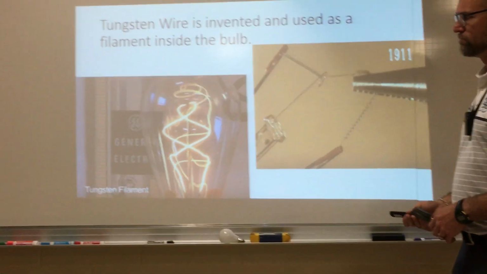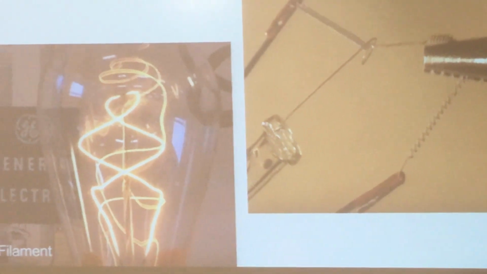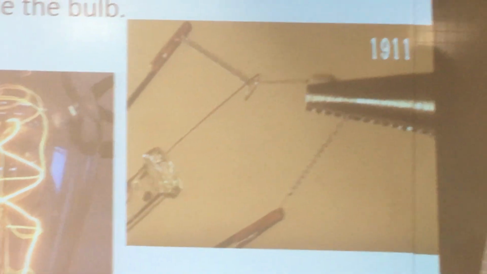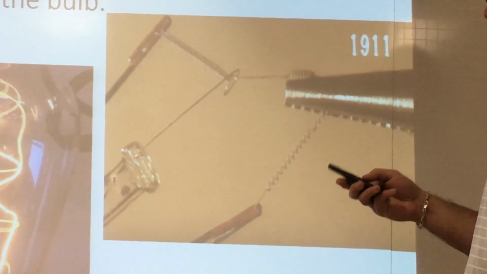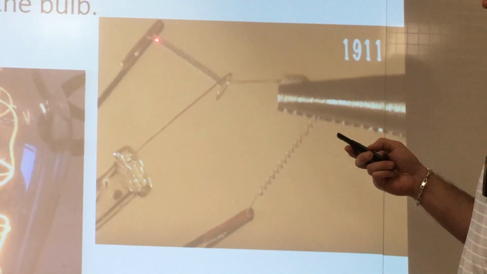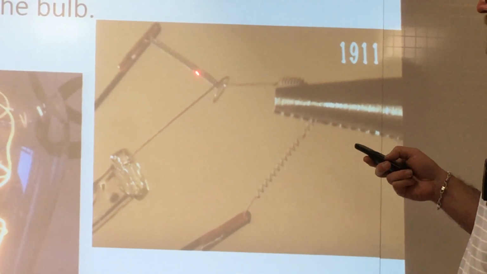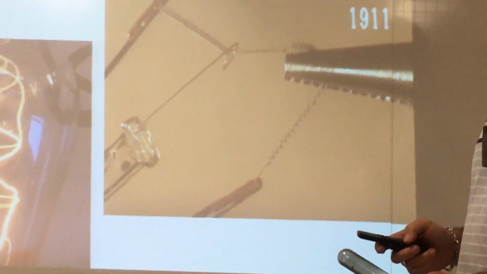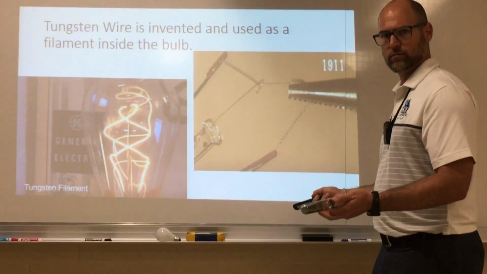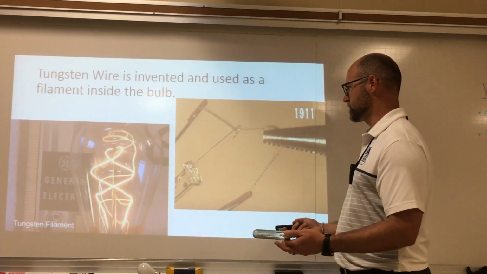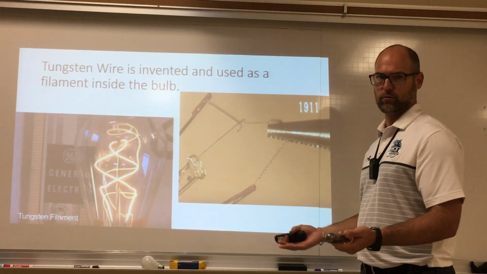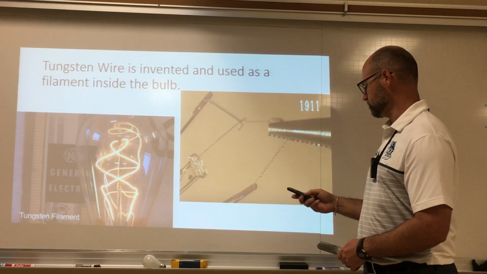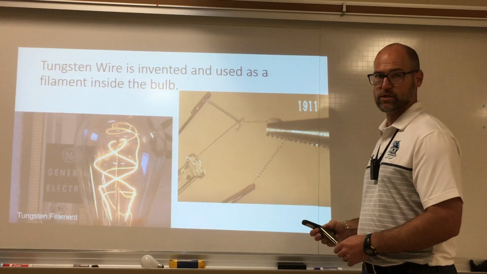Then in 1911, with the invention of tungsten wire, we have the tungsten filament. So again, the tiny wire that is inside. We later learned that by coiling this wire, we can increase the surface area and the distance the electrons have to travel, creating even more resistance, which is creating even more heat, which is offering off even more light. But these are the same types of filaments that we use today.